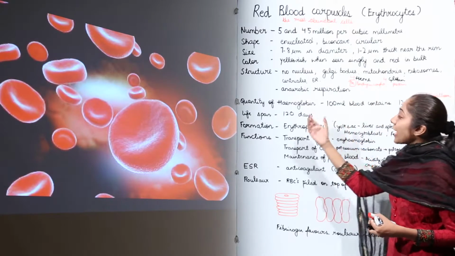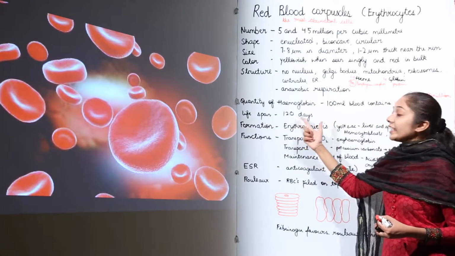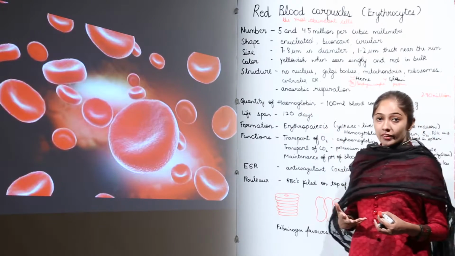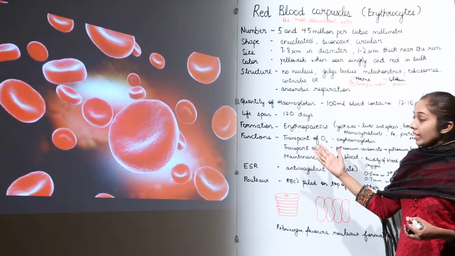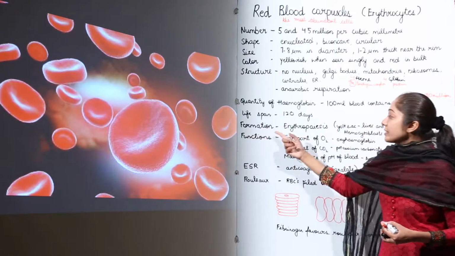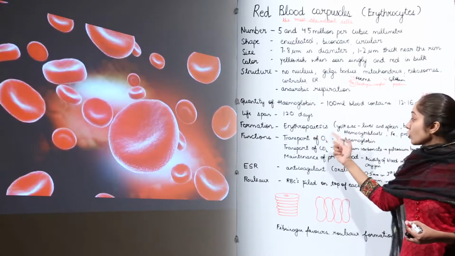Now, moving on to the lifespan. The lifespan of RBCs is actually 120 days. They die after 120 days and new RBCs are formed. How they are formed, we will discuss. The formation of RBCs is known as erythropoiesis.